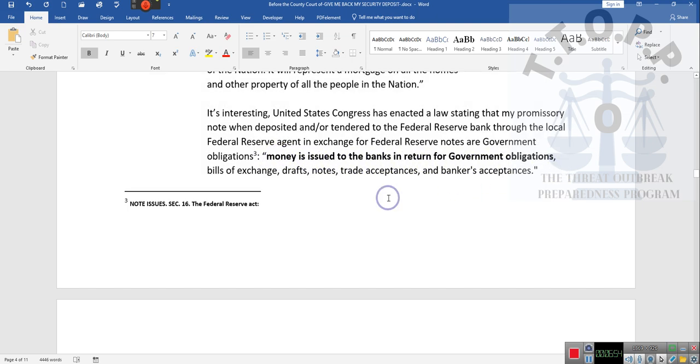Money is issued to the bank in return for government obligations. Hold on. The money is issued to the bank in return for government obligations, bills of exchange, drafts, notes, trade acceptances, and bankers' acceptances. So the banks receive the Federal Reserve notes in return for taking my promissory note.